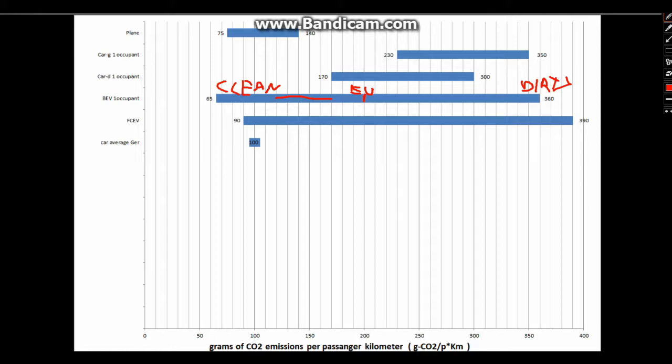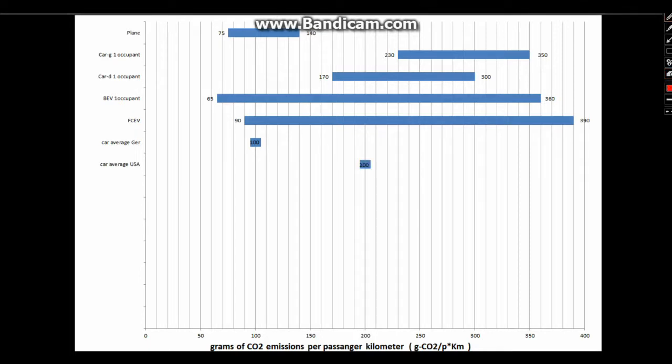On the opposite, the American average is very high, it's around 200 grams per passenger kilometer, which can be explained because Americans use bigger cars, they have more gasoline cars than diesel cars, and probably they don't share as much. Obviously, one can do even better than Germany. If the occupancy of a car is 5 people, the emissions per capita can go down to less than 50 grams per kilometer.